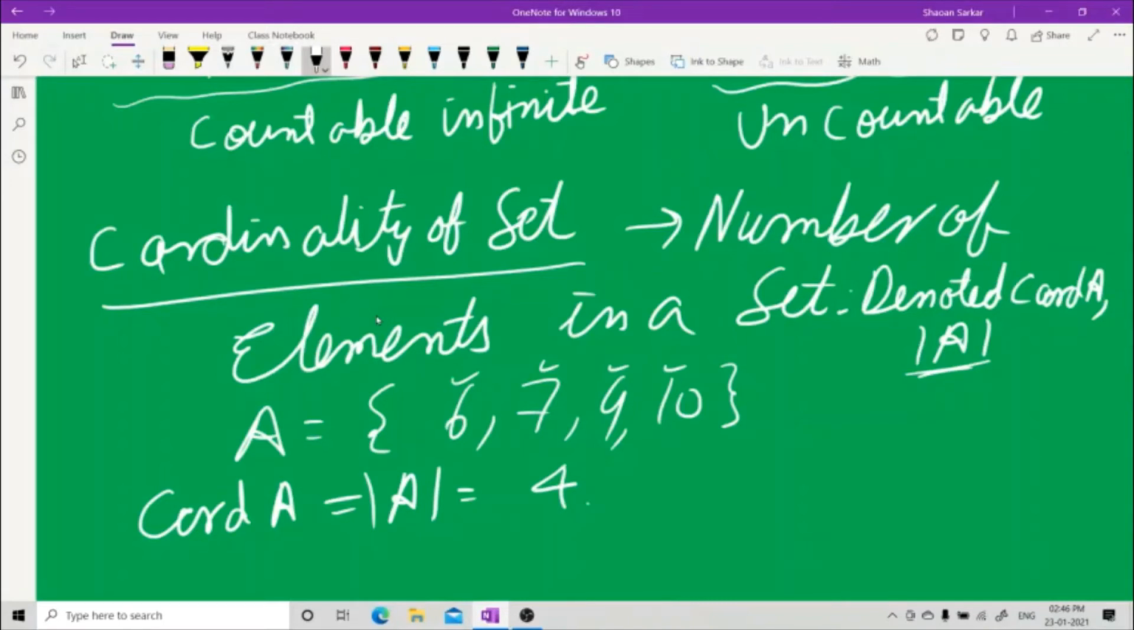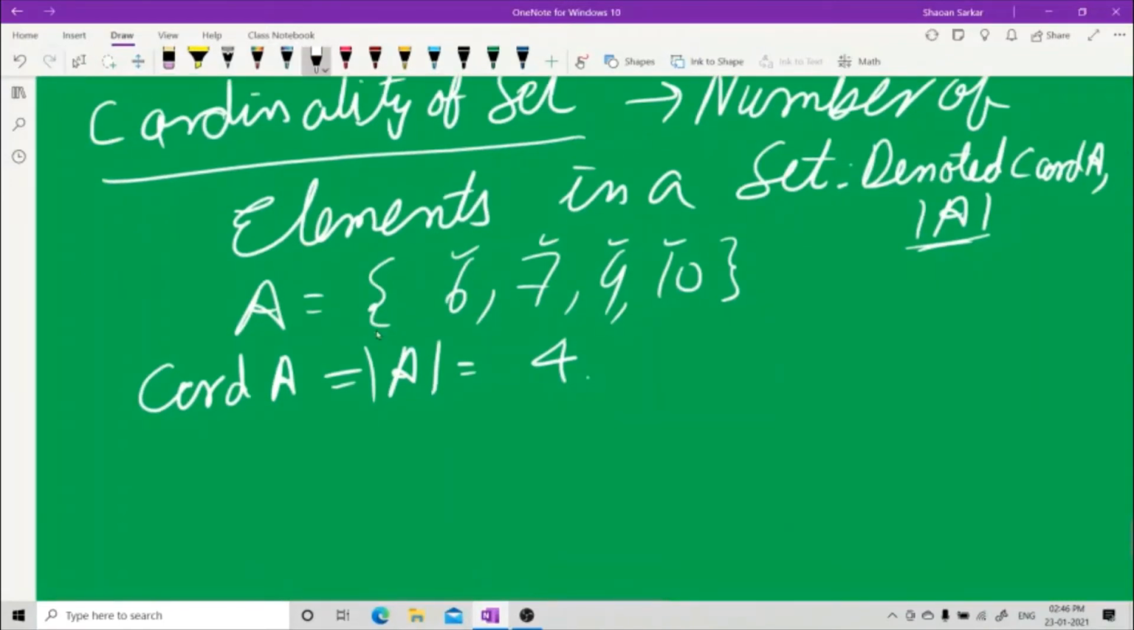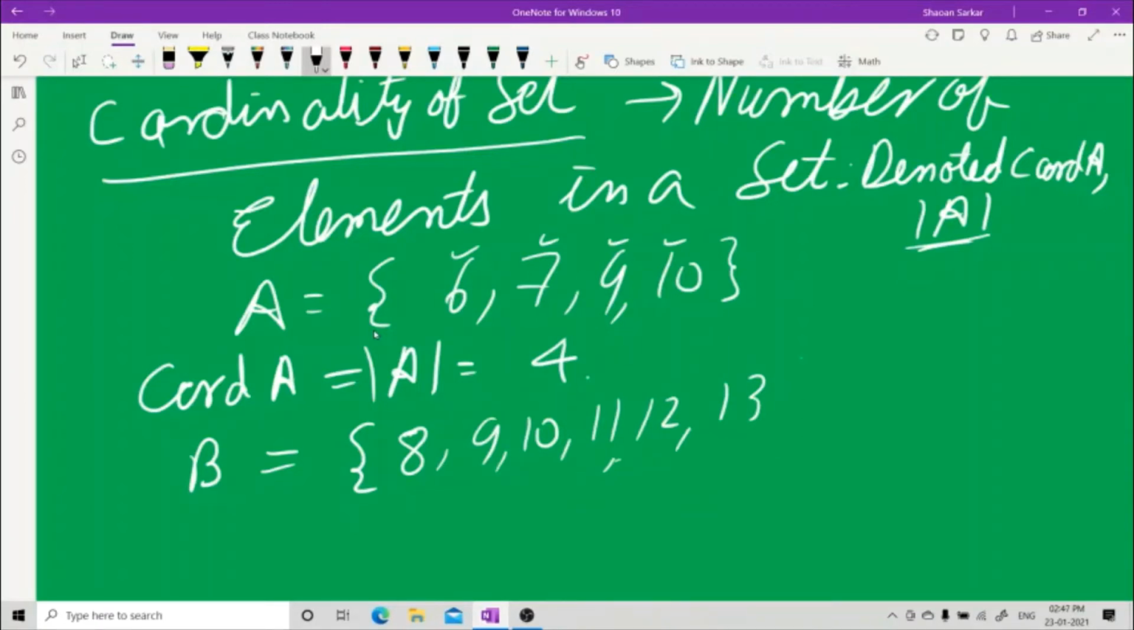Now let us take some other set, B. They are all finite, whatever I'm saying right now. Suppose I have the numbers 8, 9, 10, 11, 12, 13. So you have 1, 2, 3, 4, 5, 6. The cardinality of B, or card B, is equal to 6.